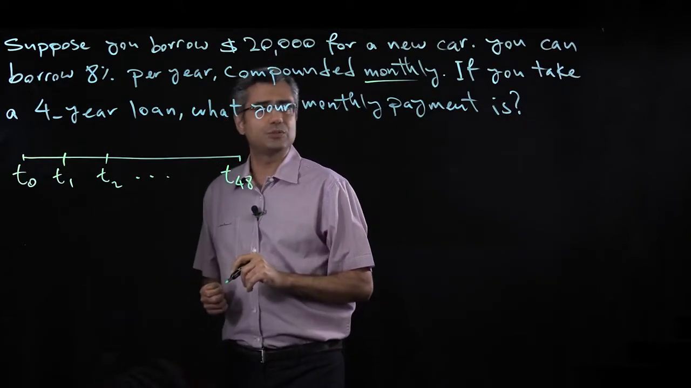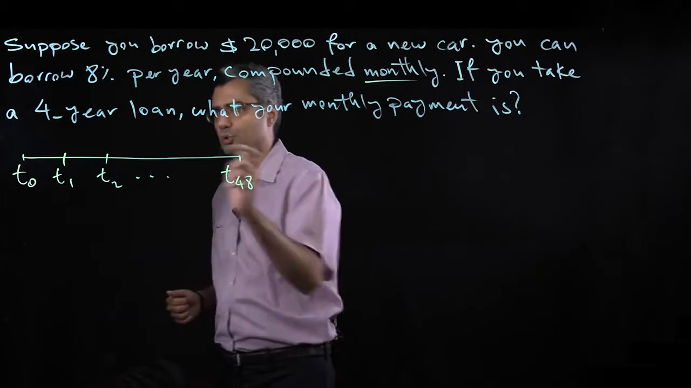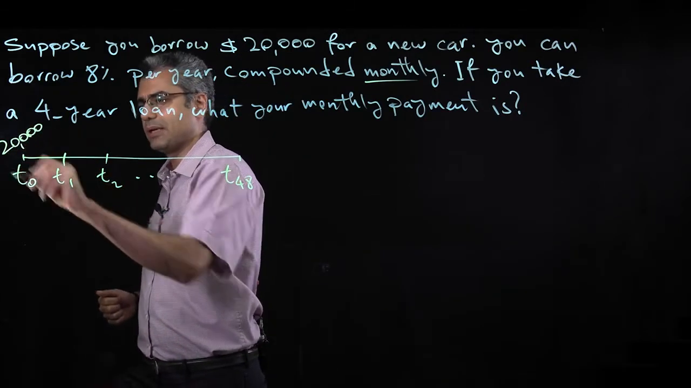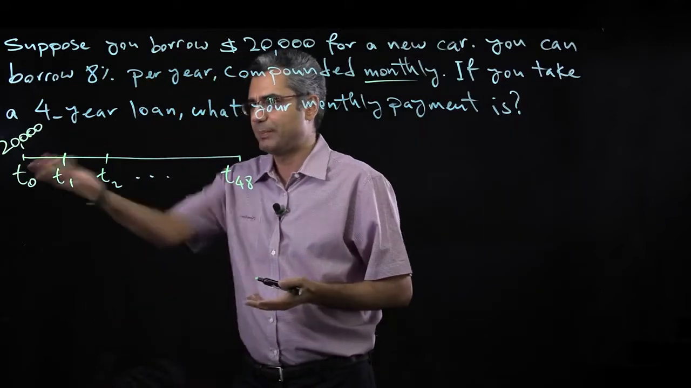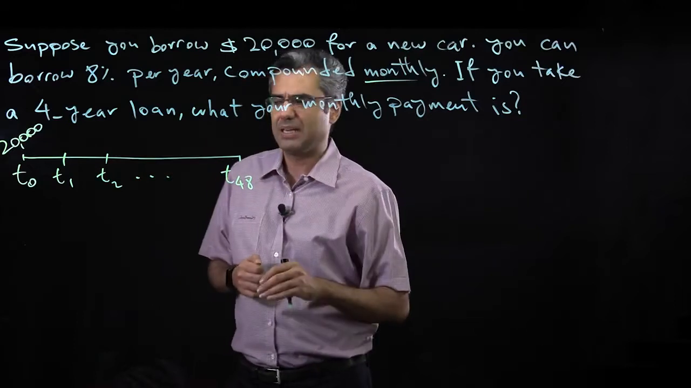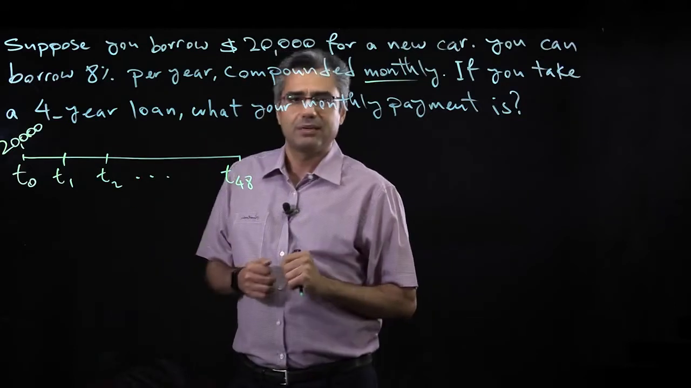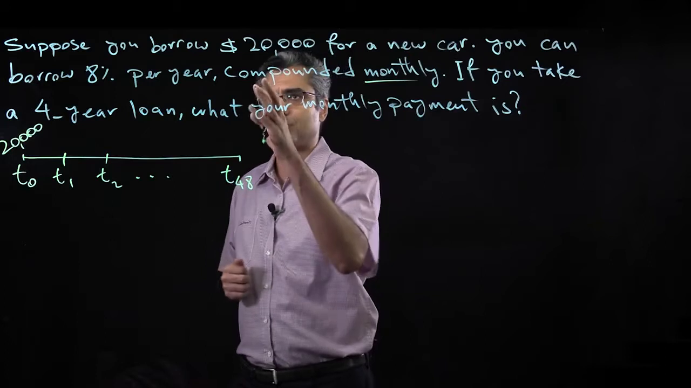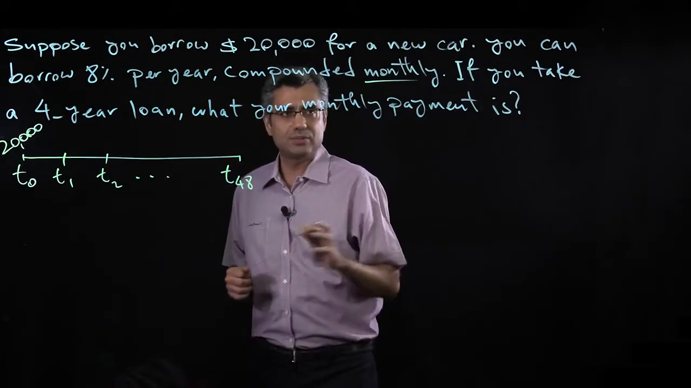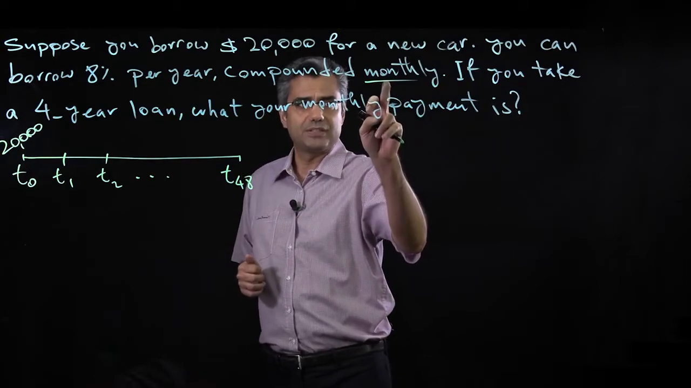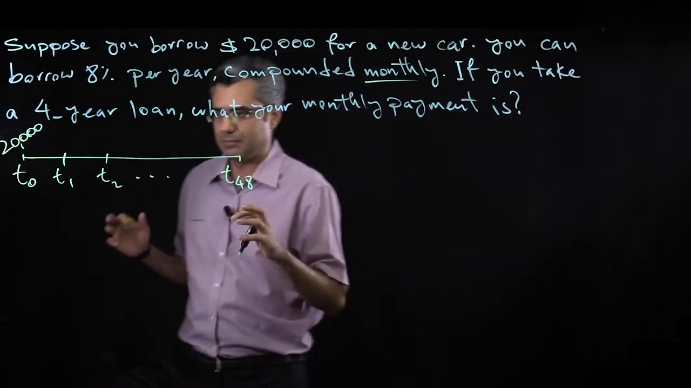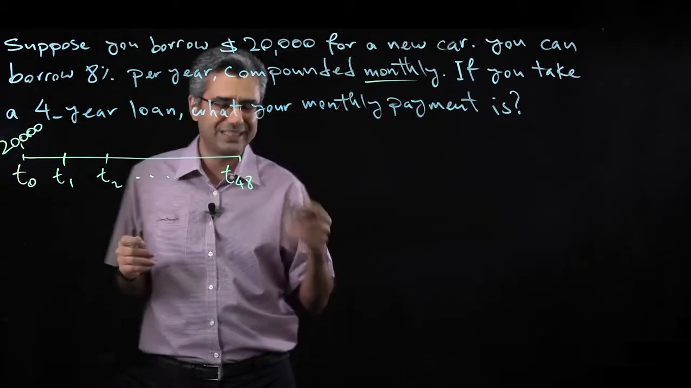It's an 8% per year interest rate, and you borrow $20,000 today. So the bank, for example, will pay you $20,000 today to buy the car, and then you need to pay back the bank over the next 48 months. The bank will charge you 8% per year. The first thing we noticed is it's compounded monthly, so the formula should be written per month. I mean, the period is month.